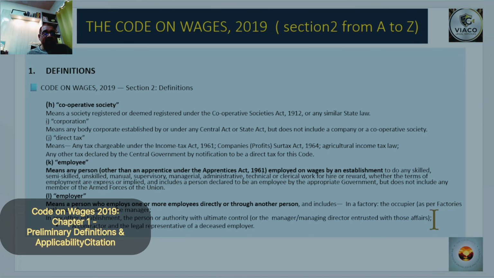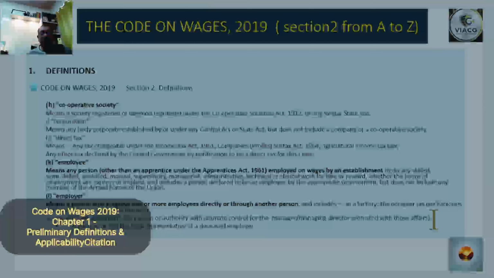So the definition of employee is very clear: basically any person who is employed on wages by an establishment, of any skill, whether managerial, administrative, technical, non-technical, or clerical, working for hire or reward, whether the terms of employment are express or implied, it makes no difference. It includes a person declared to be employed by the appropriate government, but does not include any armed force person of the Union of India.